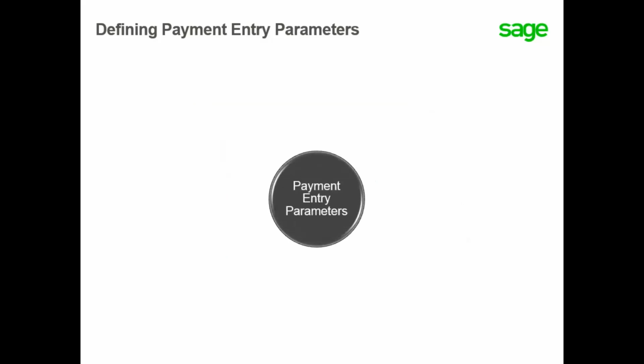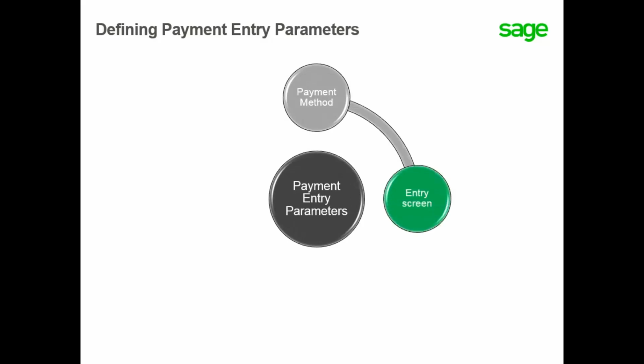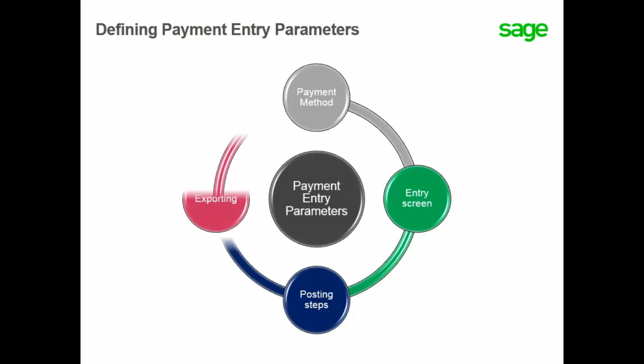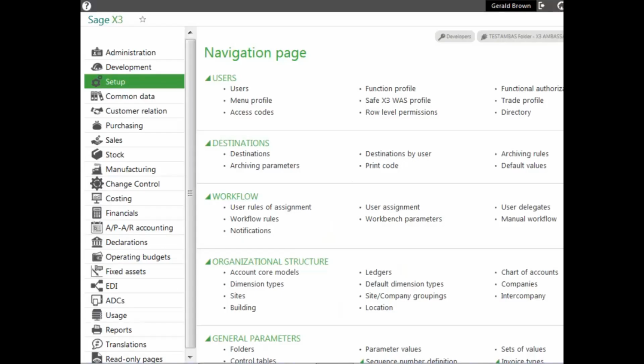Now, when setting up your payment entry, you define the payment method, which could include check, cash, credit card, transfer, and so on, and if it's expense or revenue. Also, you define the data entry screen that includes fields to display and if those fields are mandatory entry. You also define the steps needed for posting, as in bank allocation, remittance, check printing, and so on. And finally, you determine when or if the payment information entered for this payment entry type are used to generate a payment export file.